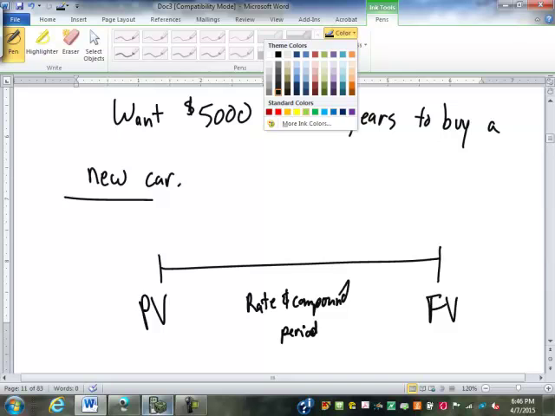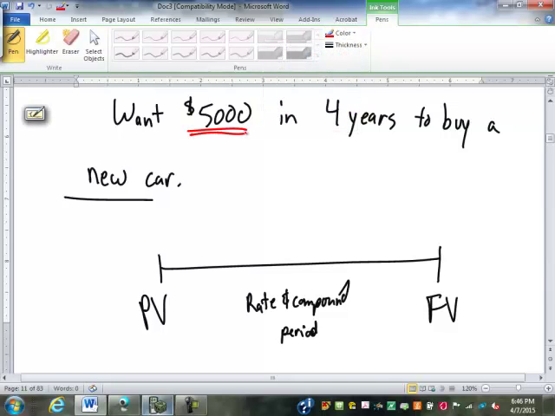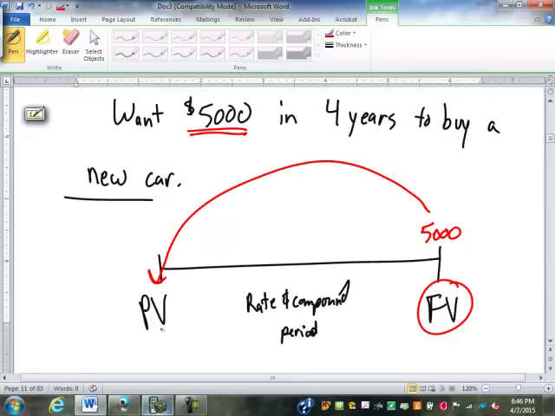But in this case, the 5,000 is not money we have now. It's how much we want to have in the future. So in this case, the 5,000 is the future value. And we want to work backwards to get to the present value. This happens a lot when we're dealing with these type of calculations. The annuity calculations we're going to start next week, we're going to do this a lot.